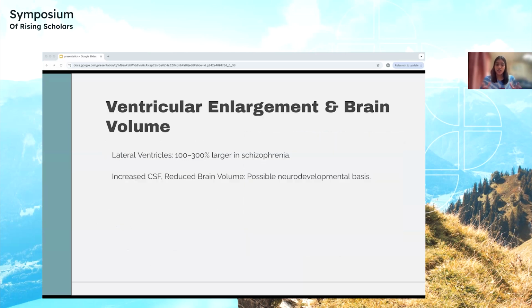So lastly, ventricular enlargement. Again, ventricles are just the fluid-filled cavities in your brain. It's just space in your brain. So if you have enlarged ventricles, there's less brain tissue. This is a hallmark feature of schizophrenia. It's again one of the most consistent findings. So this well-documented finding points to progressive brain shrinkage, and this potentially begins long before symptoms emerge.